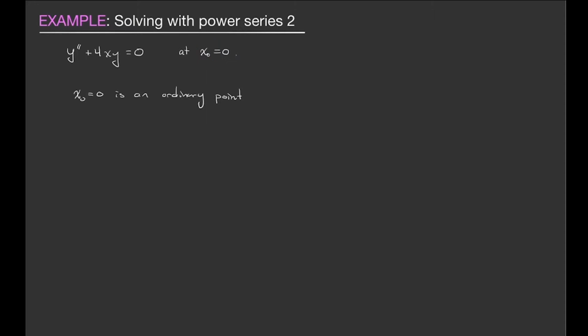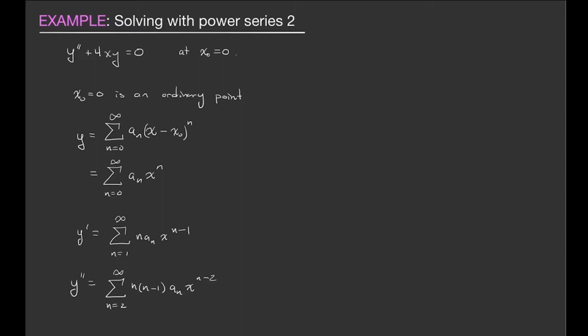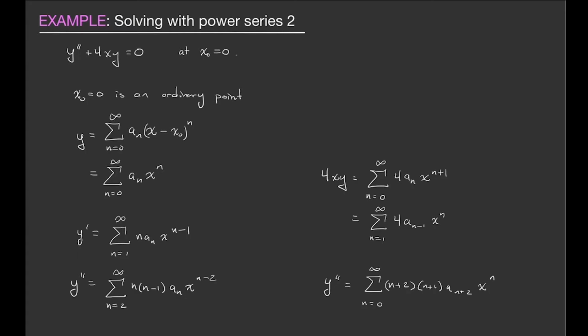Just like before, we note that it's an ordinary point because substituting it into this function, which is just the constant function, will not give us 0. That is, we can now take a power series solution to be of this form, x minus x naught. X naught is 0, so we get this. Take the derivative, and then the second derivative. Then multiply y by 4x, because that's what we have here. And then rewrite, where at this point we've changed the starting indices so that this one starts at 1, and we have x to the n.